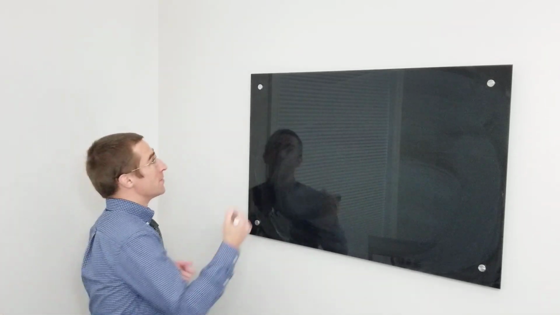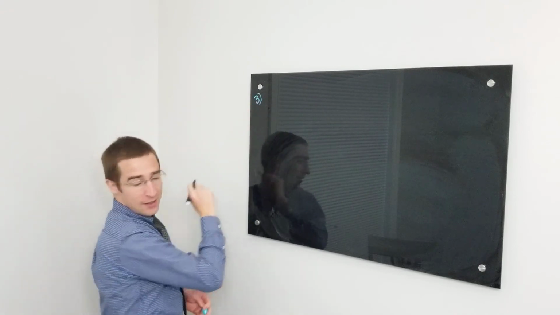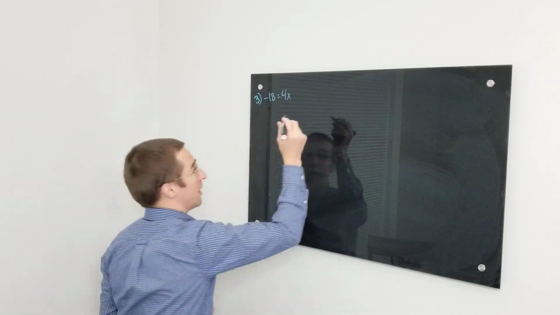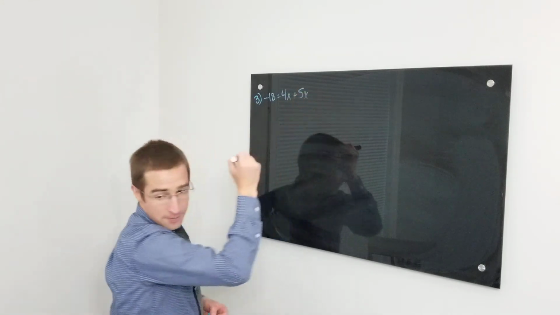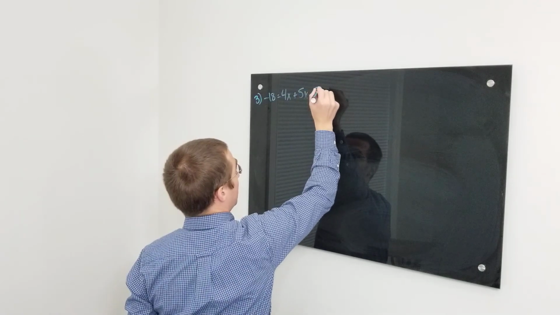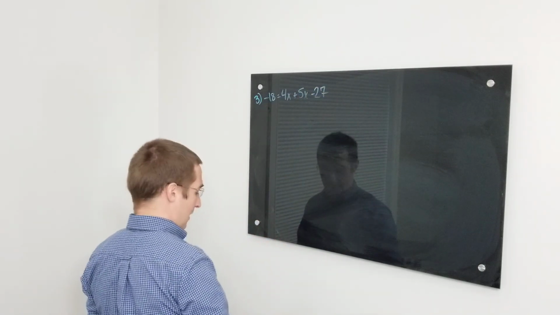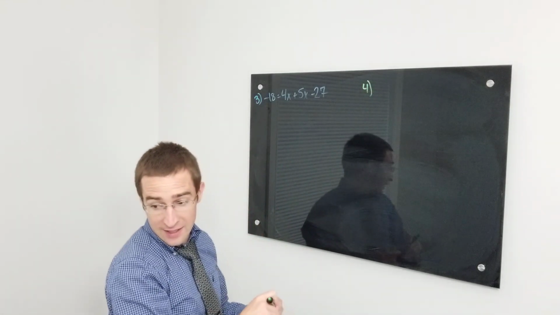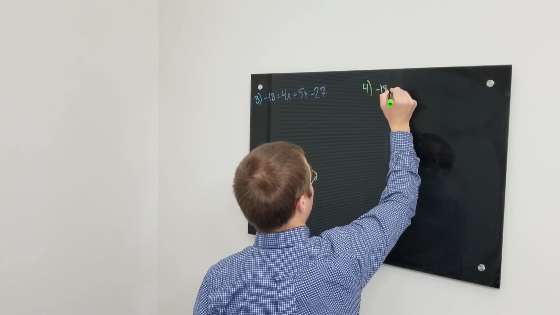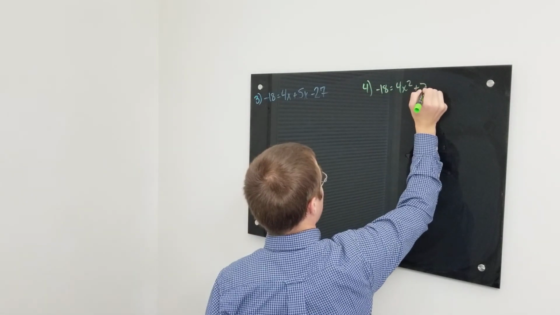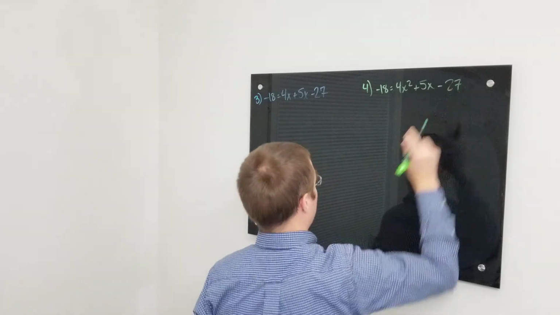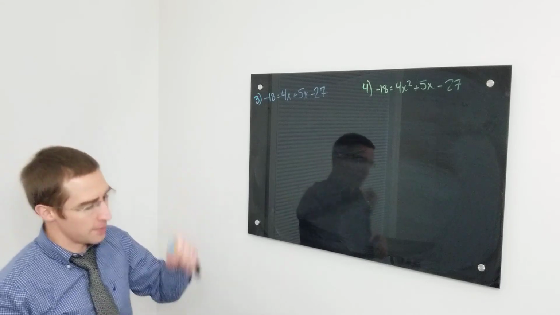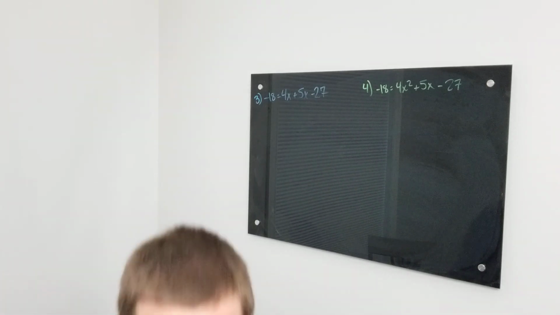There we go. Problem 3, we have negative 18 equals 4x plus 5x minus 27. And then for problem 4, I have negative 18 equals 4x squared plus 5x minus 27. So, quickly, what's the difference between these two equations? Go ahead and think about it. What's the difference?